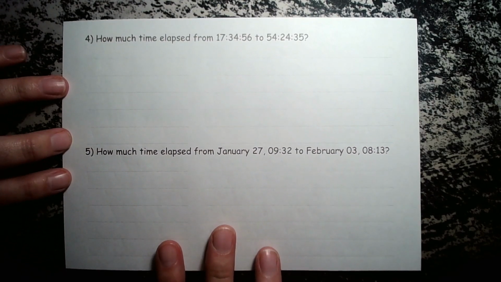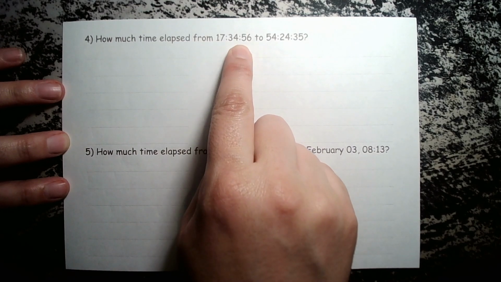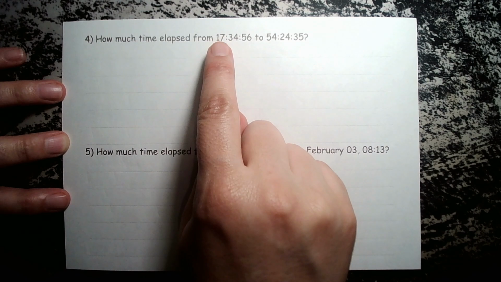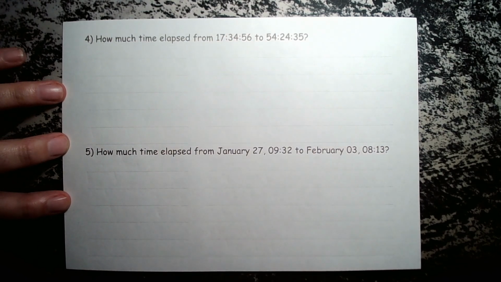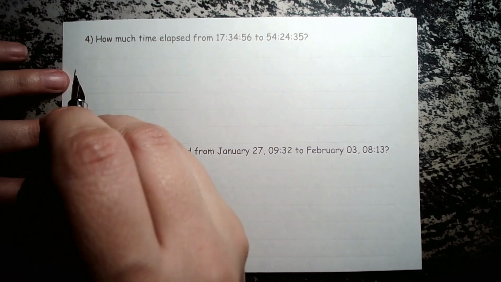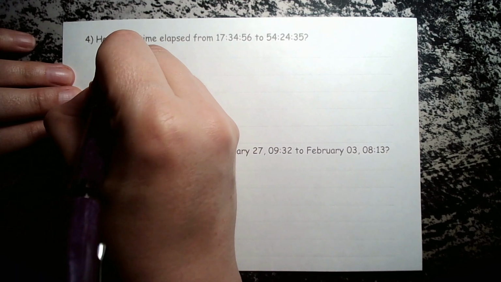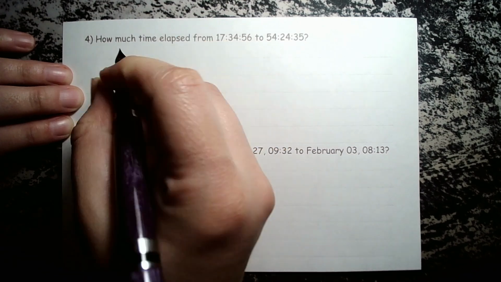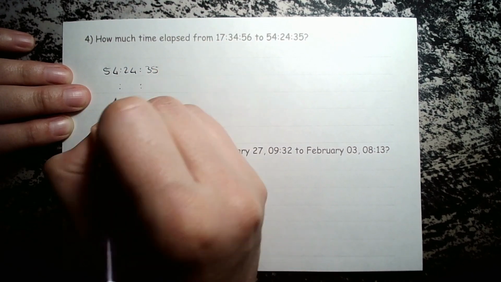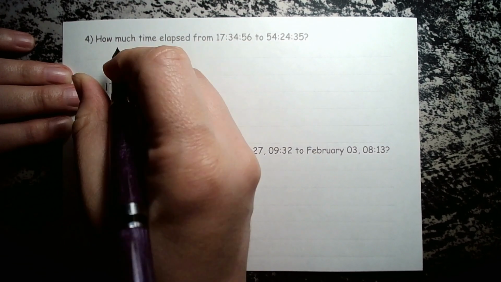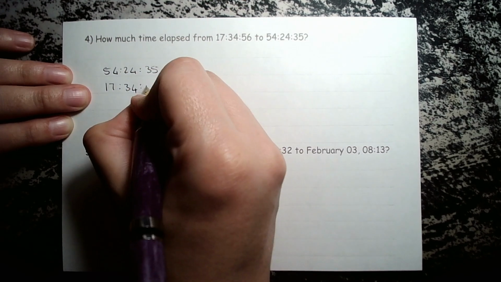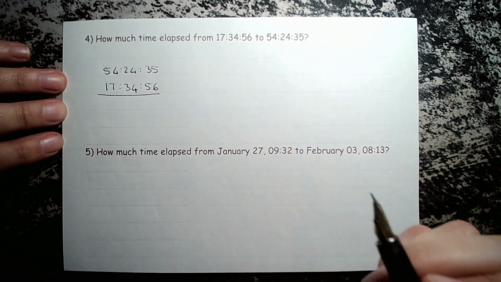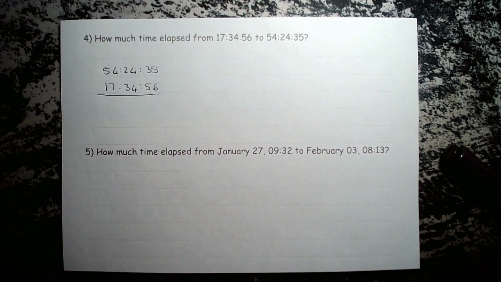How much time elapsed from 17:34:56 to 54:24:35? Now we assume that these are hours, minutes, and seconds. In our column method, 54, 24, 35. We subtract from that 17, 34, 56. Right, so as we said, 35 minus 56, we can't do that. We go and borrow.